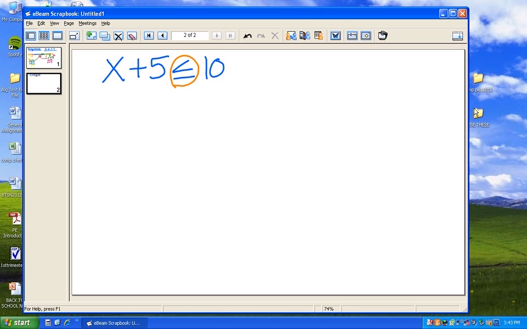So that means I'm going to solve for x just like I normally would. This says x plus 5. To get the 5 away, I'm going to add the opposite to both sides, and I made a 0 pair here.